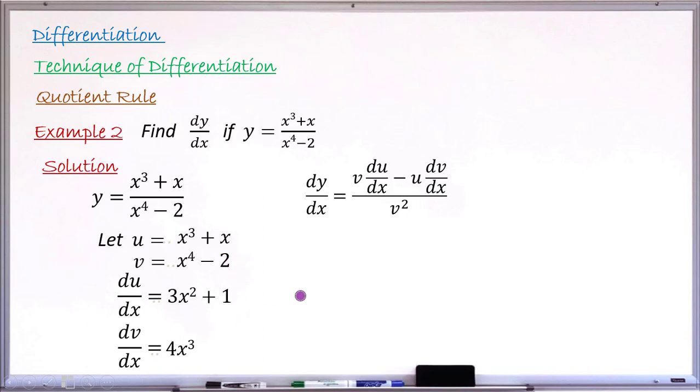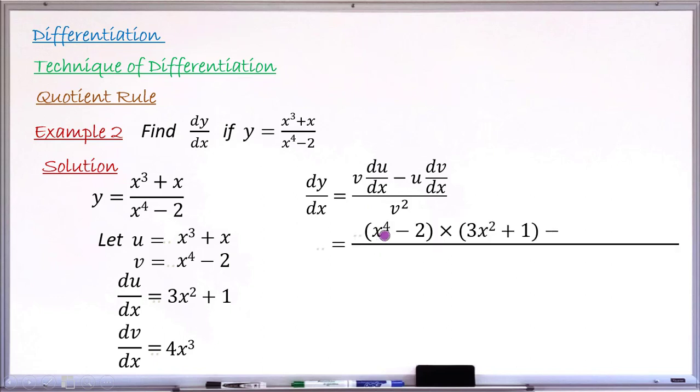So I'll now substitute inside my formula, inside my quotient rule. I have x raised to 4 minus 2, that is my function v, then times du dx, which is 3x squared plus 1. Look at it here. Then my minus sign in the formula.